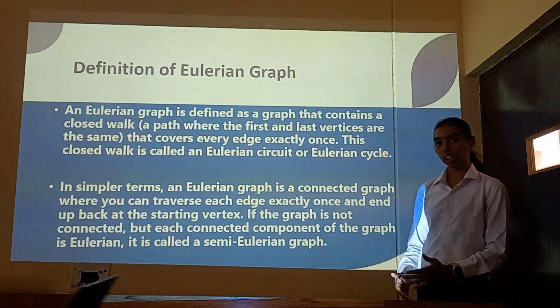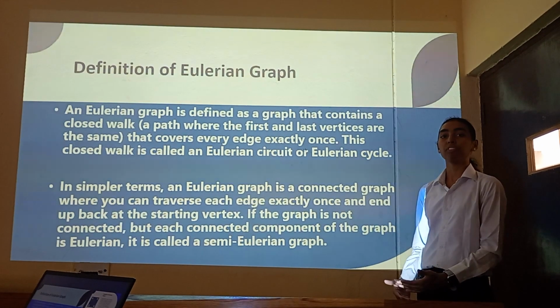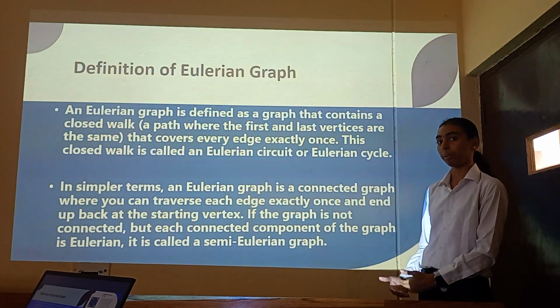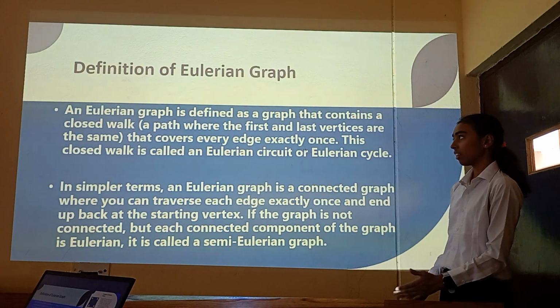If the graph is not connected but the connected component of the graph is Eulerian, then it is a semi-Eulerian graph. Now we will further explain.